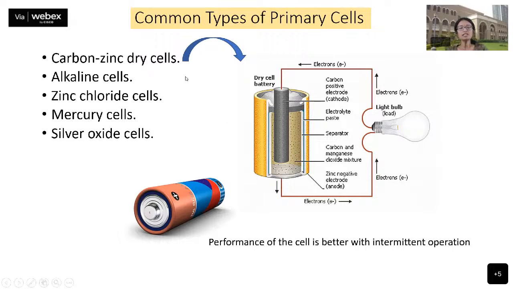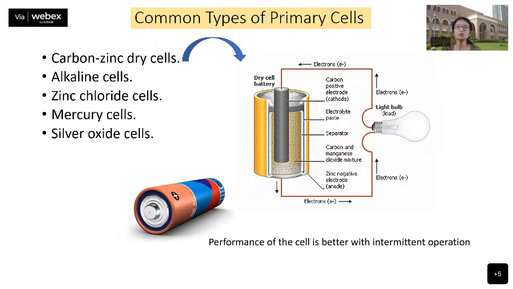In the carbon zinc dry cells, what you have is basically, as you can see over here, a carbon positive electrode, which is the cathode. And you have a zinc negative electrode, which is the anode. You have a carbon and manganese dioxide mixture, which is pasted on this particular current collector. And also you have a separator and an electrolyte paste. This electrolyte paste is mostly ammonium chloride and zinc chloride.